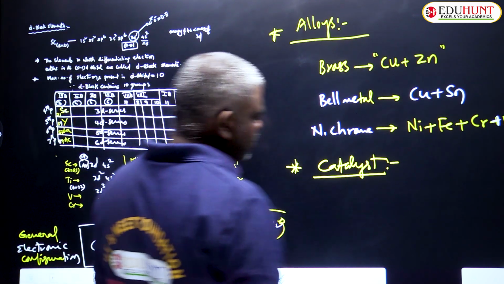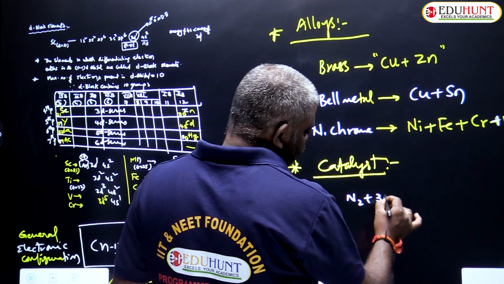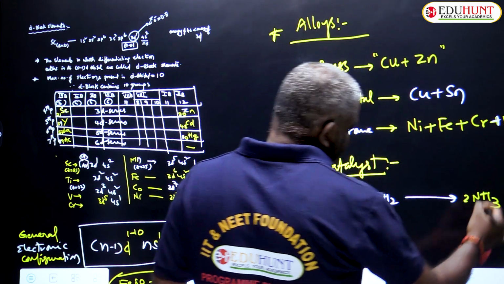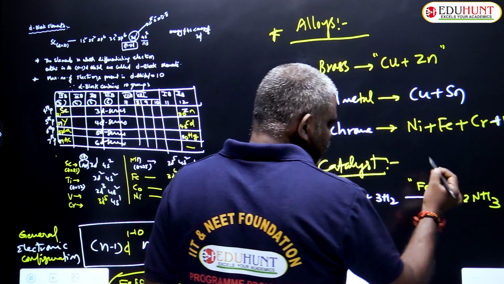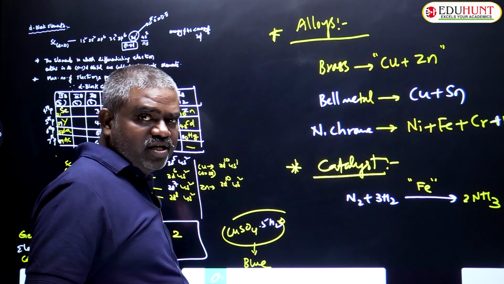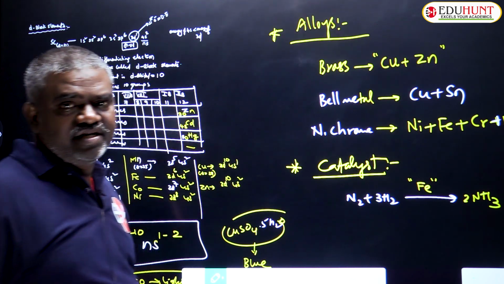For example, in the preparation of ammonia, N2 plus 3H2 gives 2NH3. The catalyst used is iron. Iron is a D block element, and it increases the rate of that reaction. So D block elements act as catalysts.